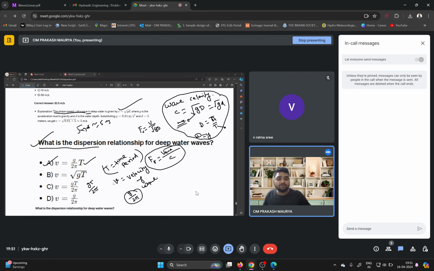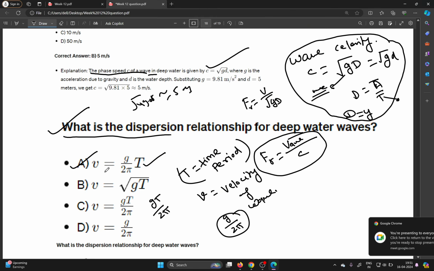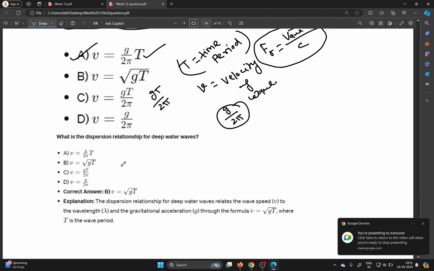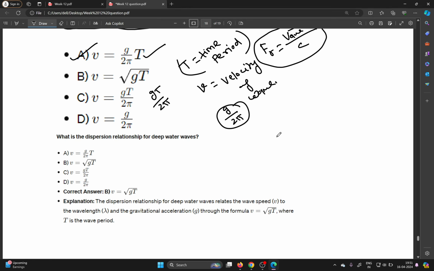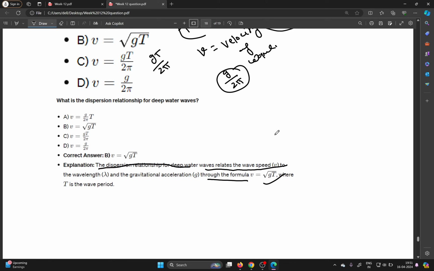So the answer of this question is root gT. T is the wave period or time period. The dispersion relationship for deep water waves relates the wave speed and wavelength and the gravitational acceleration through the formula. Remember this.